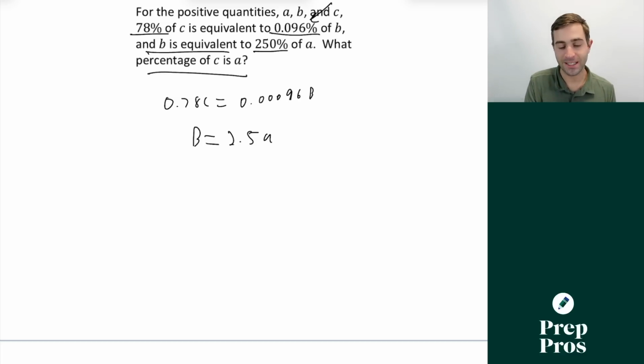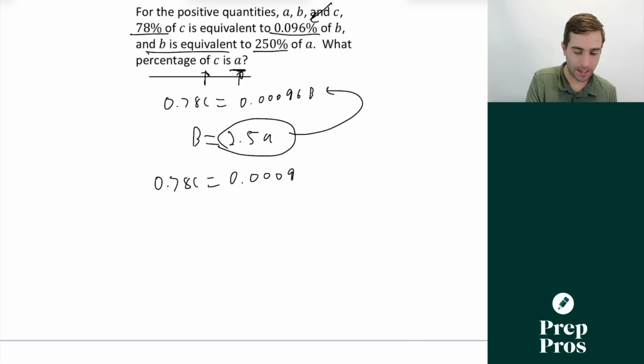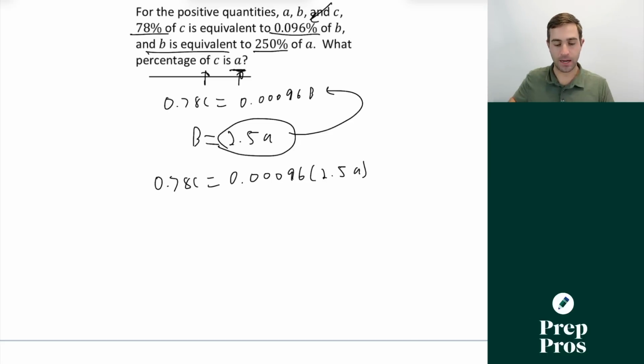What percentage of C is A? Now this statement also often trips students up. They're like, am I trying to get this as C equals or A equals? If you're saying what percentage of C is A, you're ultimately trying to get this equation as A equals. But the next thing we need to do is substitute this in, so we just have an equation with C's and B's. So when we do that, we're going to have our 0.78C equals the 0.00096 times the 2.5A. So now we're going to just punch this into our calculator.